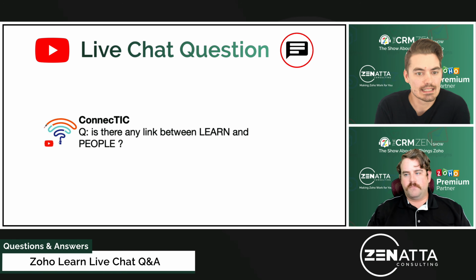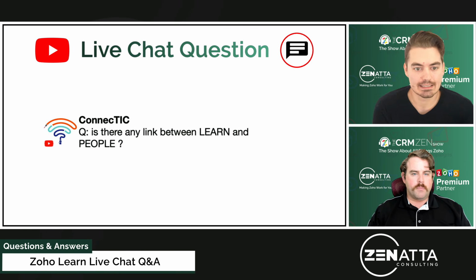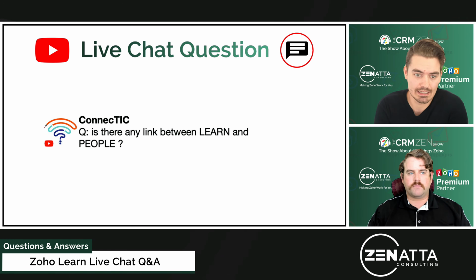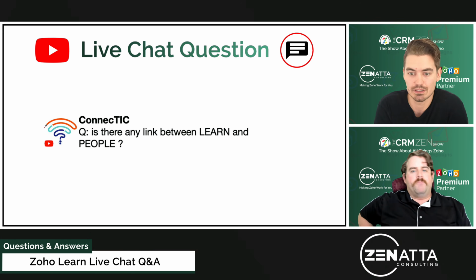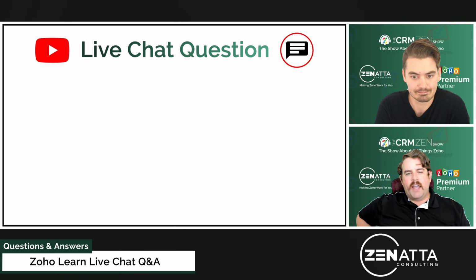All right. Connectic asks, is there any link between Learn and People? No, unfortunately not at this moment, or not that I've seen, at least. Certainly, People will connect to Zoho One, and those users will show up there. But if you need to access the learning articles in the knowledge base, that all needs to be accessed directly through Zoho Learn. Learn is kind of an island right now. It's a great application, but it doesn't really talk to any other apps as far as we've seen.